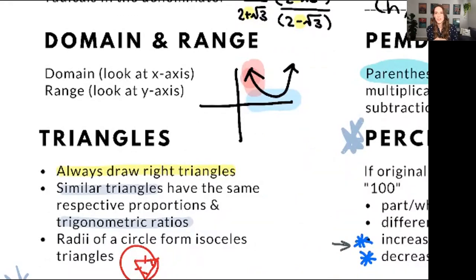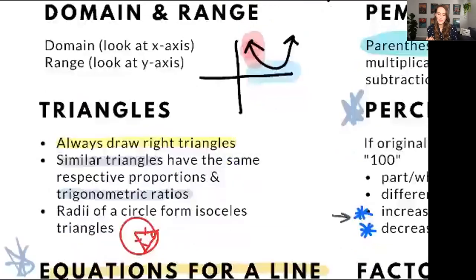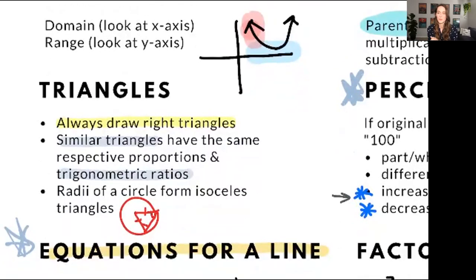For similar triangles, they're really special because they have the same trigonometric proportions. That means that if they tell you that one triangle is similar to another one, you can just deal with the original triangle instead of trying to find sides of the new triangle.